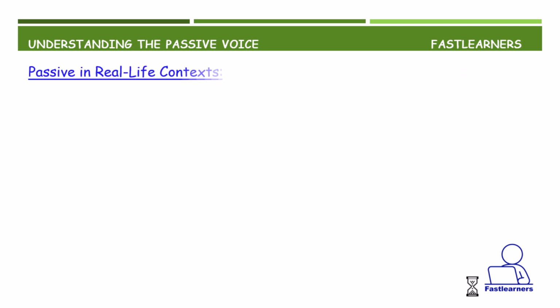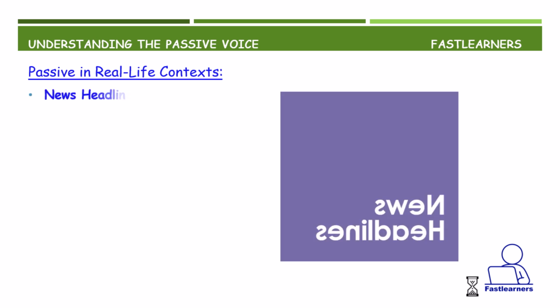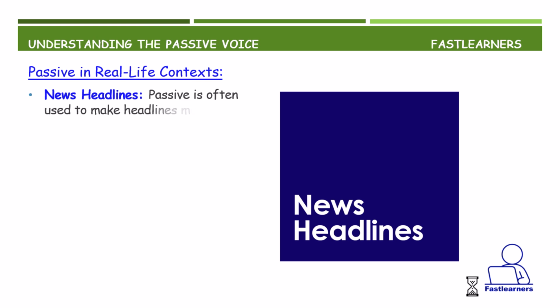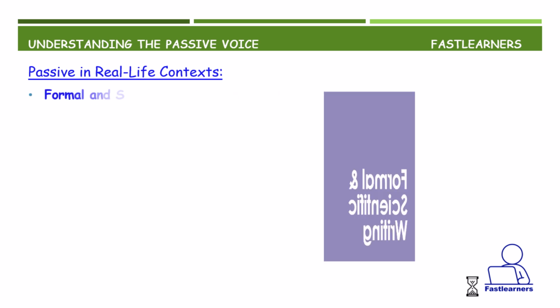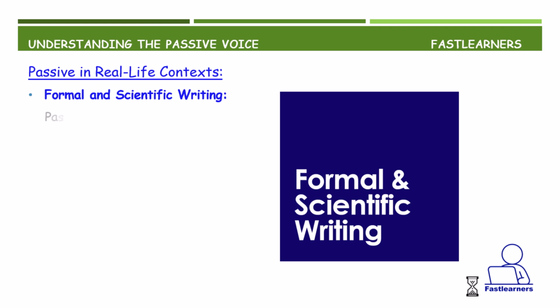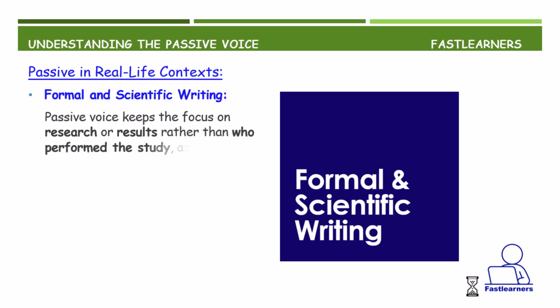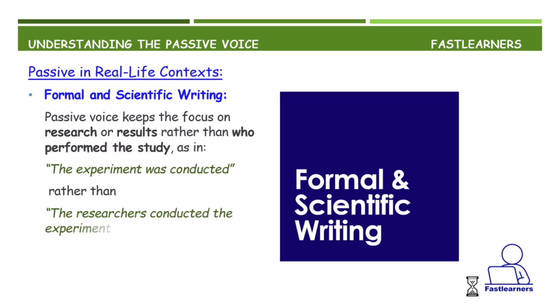Passive in real-life contexts. News headlines. Passive is often used to make headlines more concise or objective, like "A new policy was introduced," instead of "The government introduced a new policy." Formal and scientific writing. Passive voice keeps the focus on research or results rather than who performed the study, as in, "The experiment was conducted," rather than, "The researchers conducted the experiment."